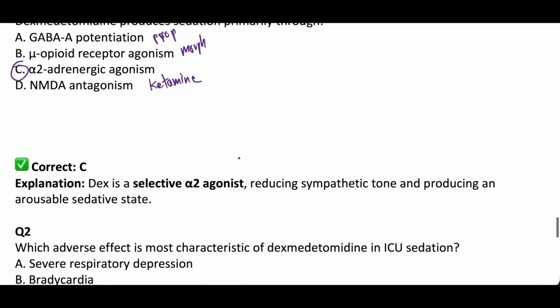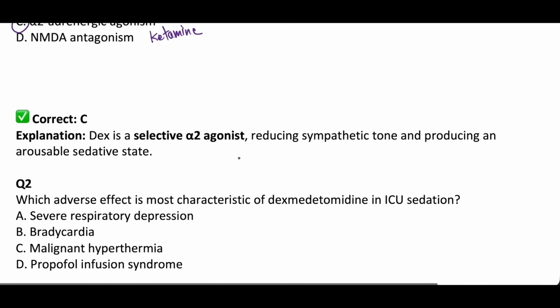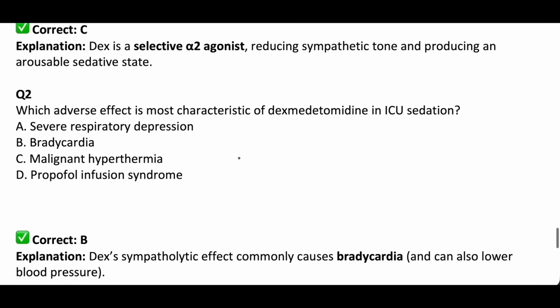All right, question 2. Which adverse effect is most characteristic of dexmedetomidine in ICU sedation? A, severe respiratory depression, B, bradycardia, C, malignant hyperthermia, or D, propofol infusion syndrome. Hopefully you don't choose that last choice. Correct answer is B. Dexmedetomidine is a sympatholytic, right? It decreases sympathetic outflow. It is classic for causing bradycardia.